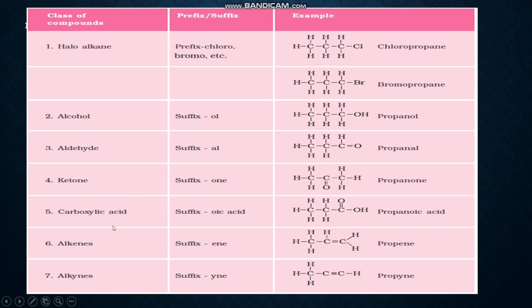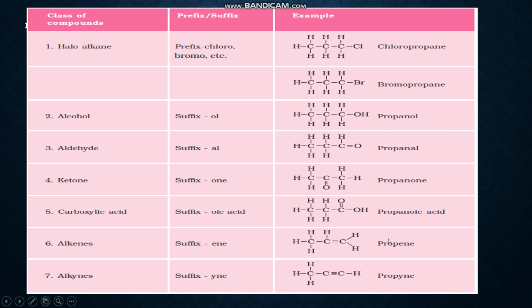Next, carboxylic acid, another class of organic compound. The functional group is C double bond O single bond OH, or COOH. If it is present, that is a carboxylic acid. To name it, the E of the corresponding alkane should be replaced by the suffix oic acid. So the name of this compound is propanoic acid.